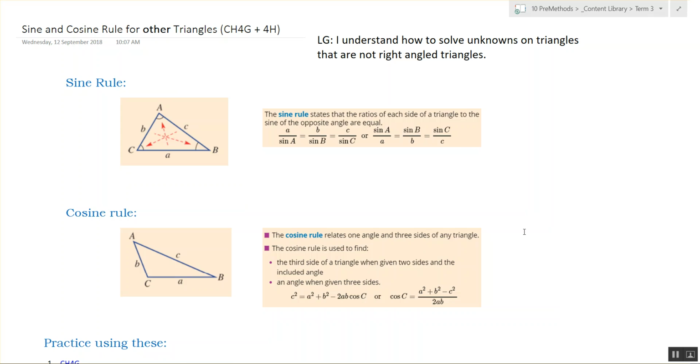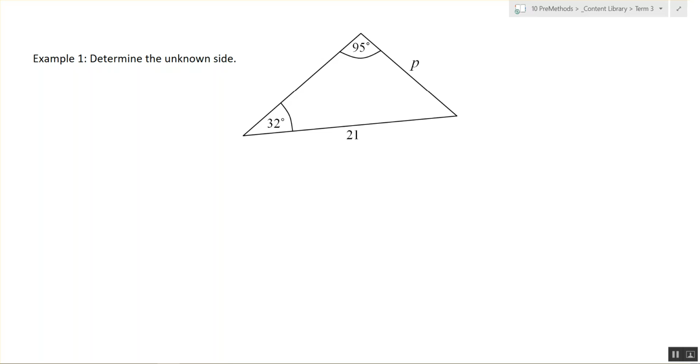And I'll show you what I mean. On triangles that are not right angled. So is it right angled? No. So we're going to have to use sine or cosine. Okay? So let's look at the situation. We have an angle opposite a side, and we have an angle opposite another side. This tells us to use the sine rule.